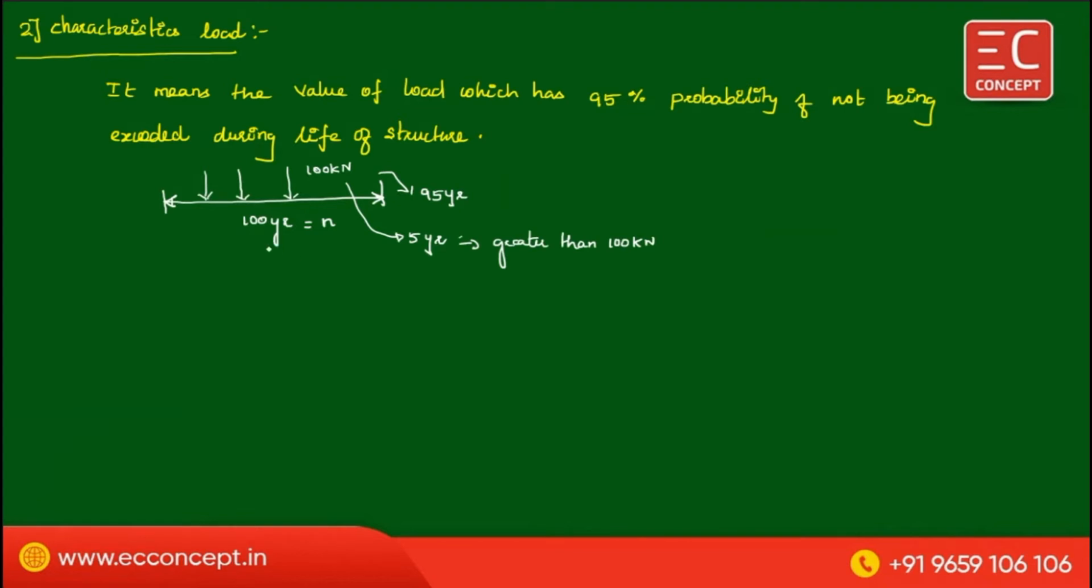Okay, so based on that, we can write design load is equal to characteristic load into partial factor of safety. Now, what is the partial factor of safety for load? That we are going to see. Very, very important. Partial factor of safety for loads. They will ask this in the examination, so be careful. Very, very important.